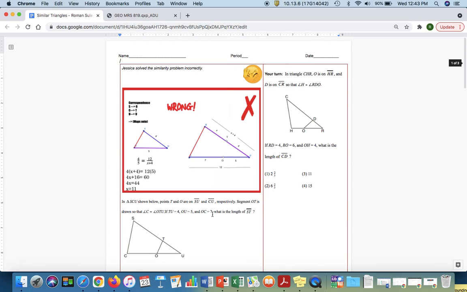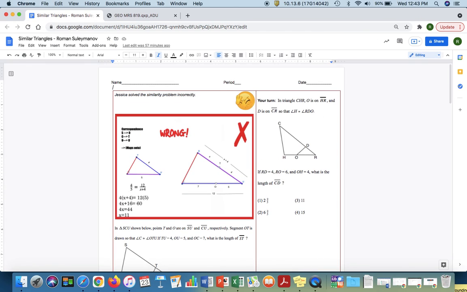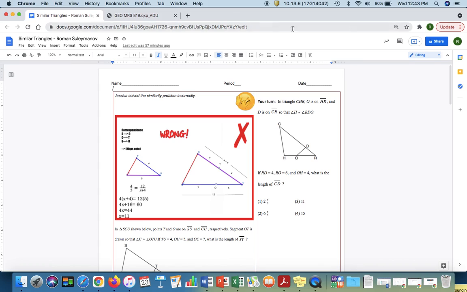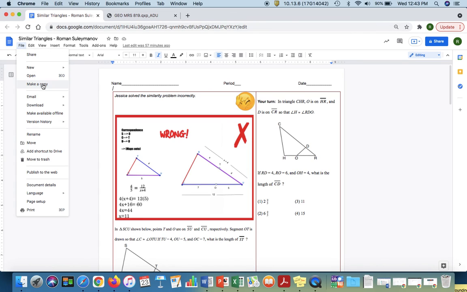So as I share this, and I'm going to escape full screen, if it's something that you're interested in using, and I'll share this resource, you just click File, make a copy, and you could make it your own and modify to your needs.